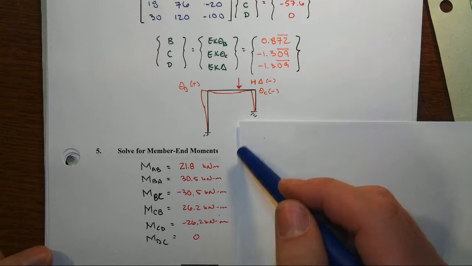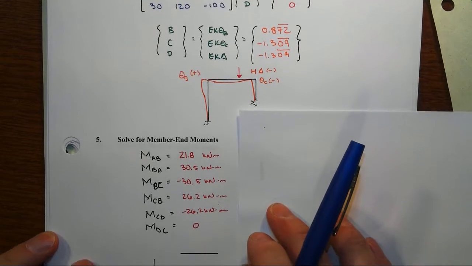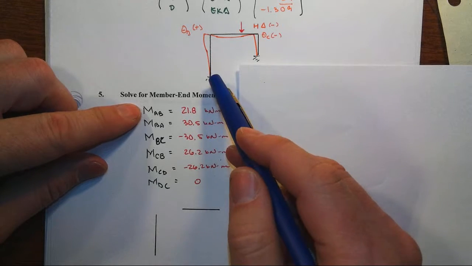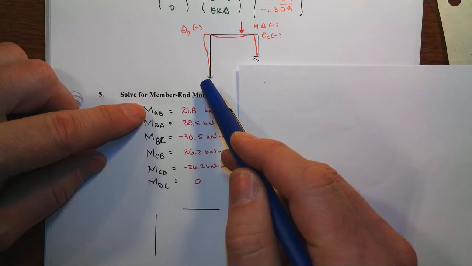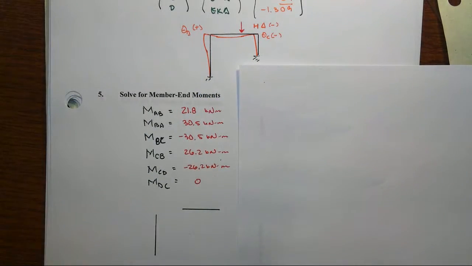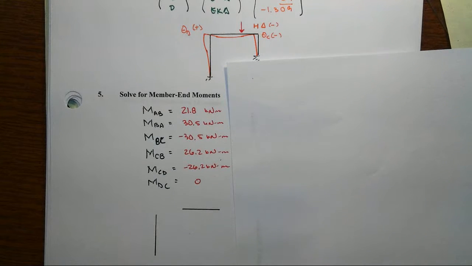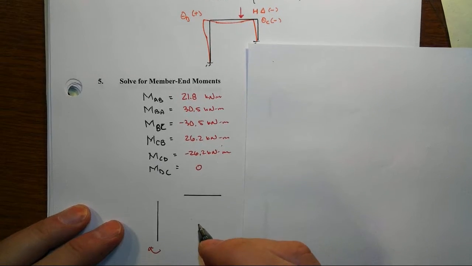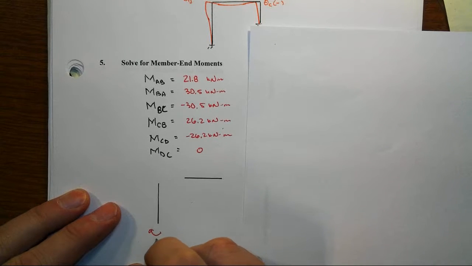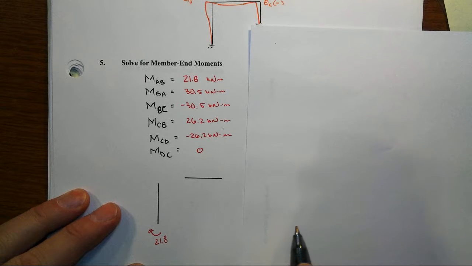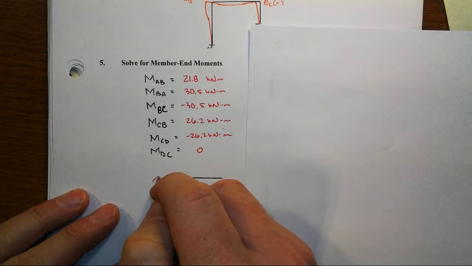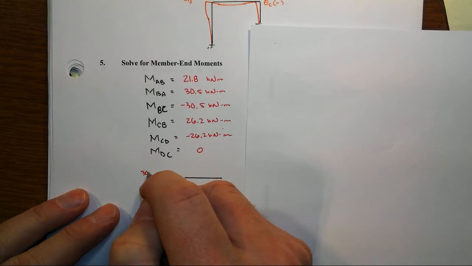Right, you of course take these values, substitute them into our individual member end moment equations, and we get at the A end a clockwise 21.8. Right, so I'm going to sort of repeat these things down on our free body diagrams of the individual members as we go. So there's our 21.8, the way it physically is acting. At the top, a clockwise 30.5.